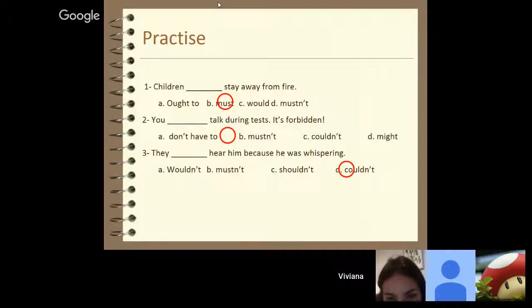Shouldn't, couldn't, it sounds, yes, okay, you mean that they can both work? They shouldn't, no deberían. They couldn't, no podían. Yes? So it's more suitable for this sentence. They couldn't hear him because he was whispering. Good, thank you, Lisette.